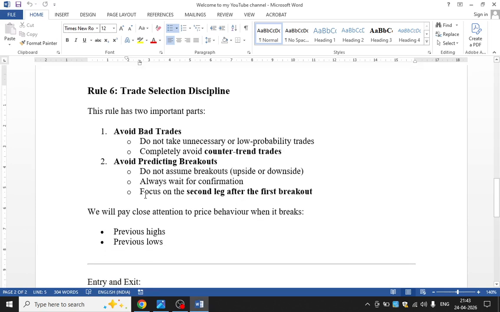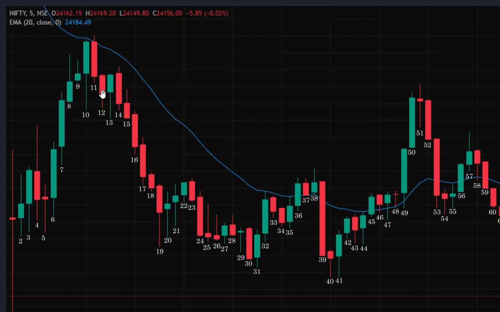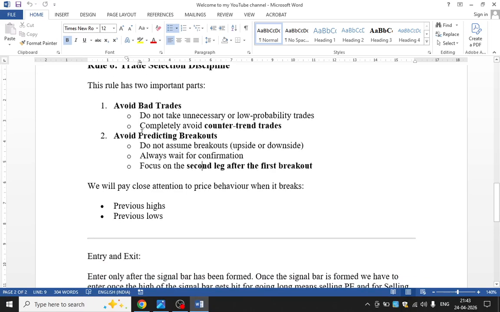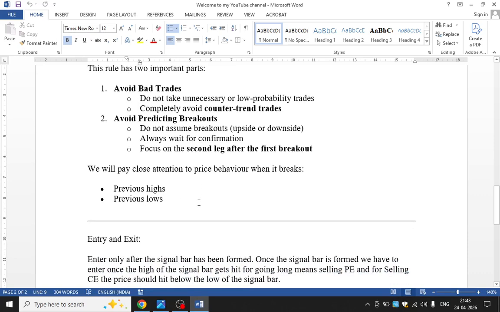Second thing is, do not try to assume a breakout either on the upside or downside. Always wait for the confirmation. I will show you on this day. This is the chart of 23rd April 2026. I pay close attention to the previous highs and previous lows and the price behavior.